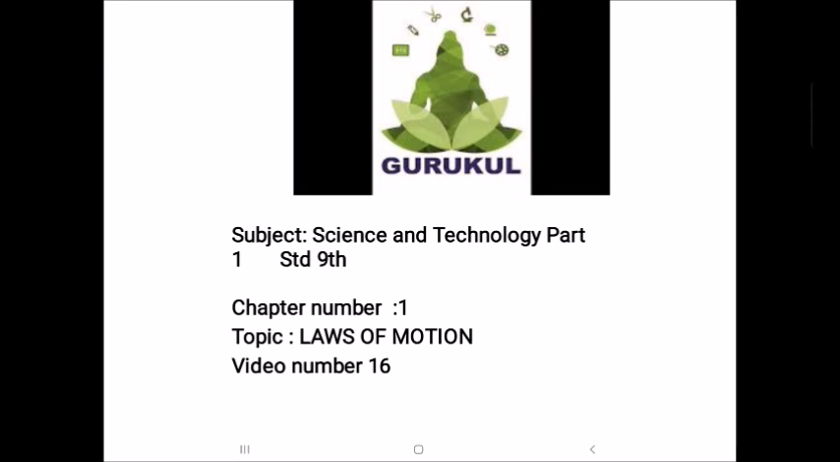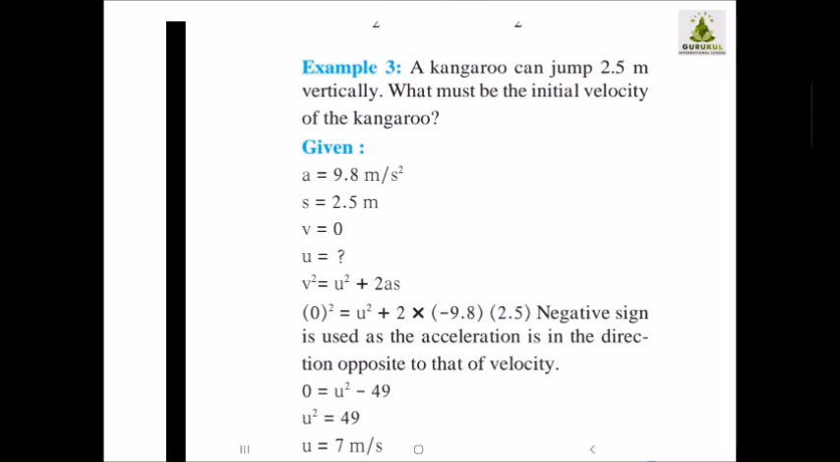Students, now we are going to study the next solved examples of your chapter one, laws of motion, in Science and Technology Part 1. So now here the question goes: a kangaroo can jump 2.5 meter vertically. What must be the initial velocity of the kangaroo? So a kangaroo is able to jump about the height 2.5 meter vertically.